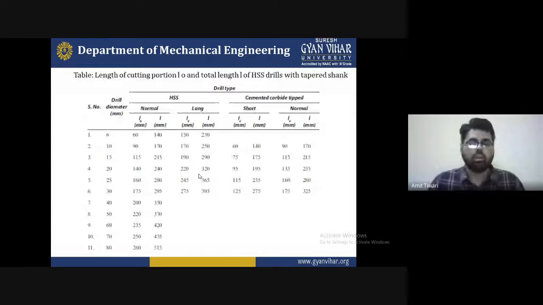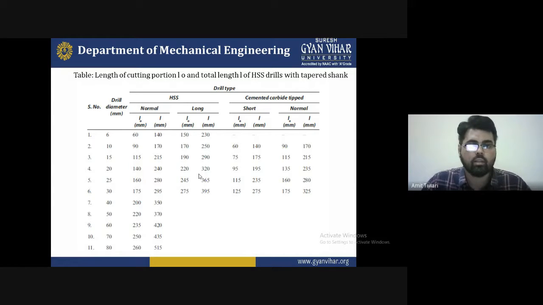Another is the table of length of cutting tool L0 and the length L of high speed steel drill with taper shank basically. This type of drill is used for the taper shank. So there are 11 types of drill diameter. The drill diameters are 6, 10, 15, 20, 25, 30, 40, 50, 60, 70, 80.